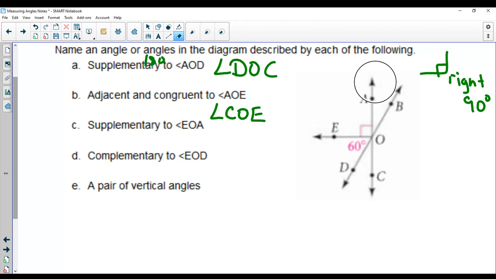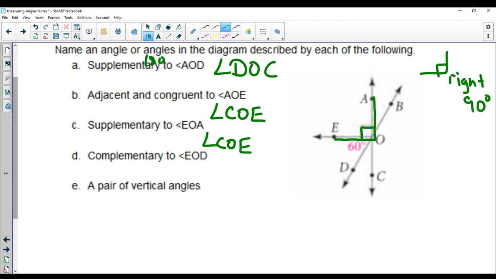Alright, erase that. Part C, supplementary to EOA. So I'm going to find EOA. That's that 90-degree angle again. And coincidentally, my answer is going to be the same thing here. AOE and EOA are the same angle, so that's 90. And we found out earlier that COE is also 90. 90 plus 90 is 180. So therefore angle COE is supplementary with EOA.